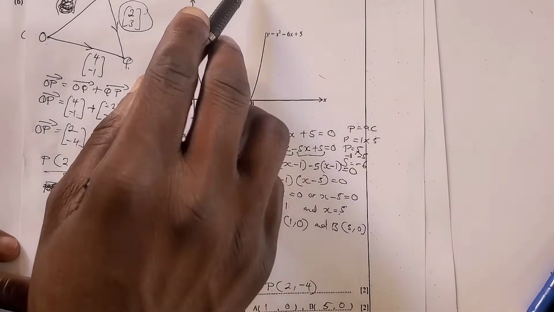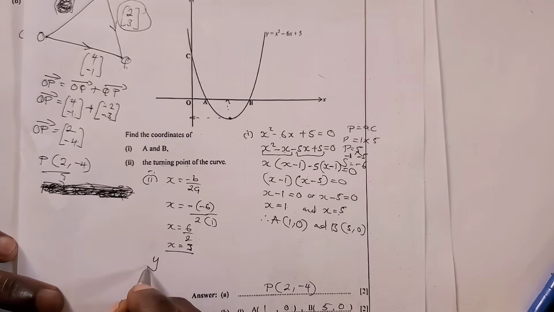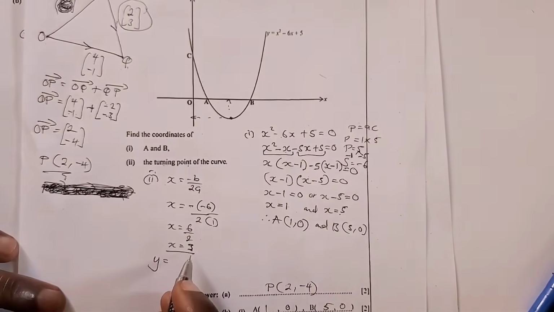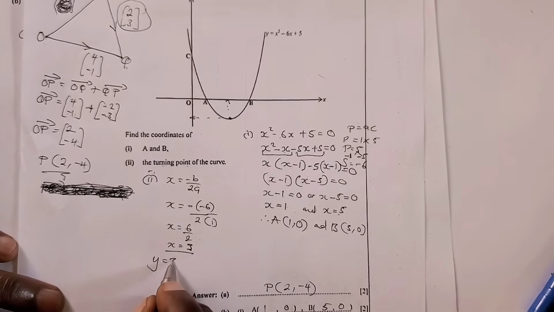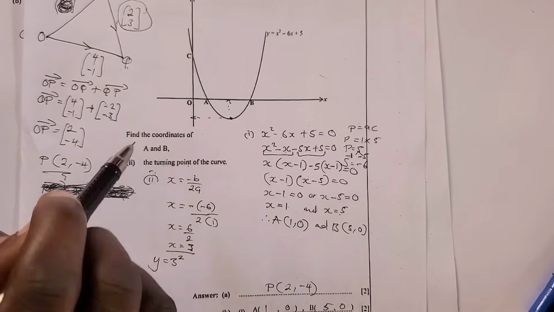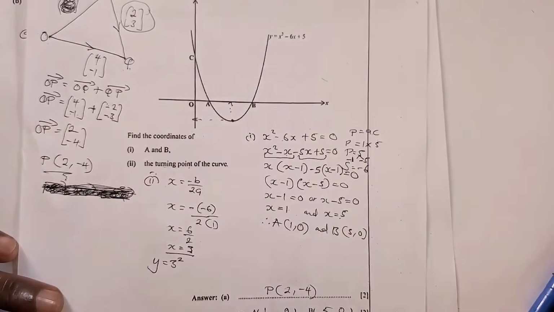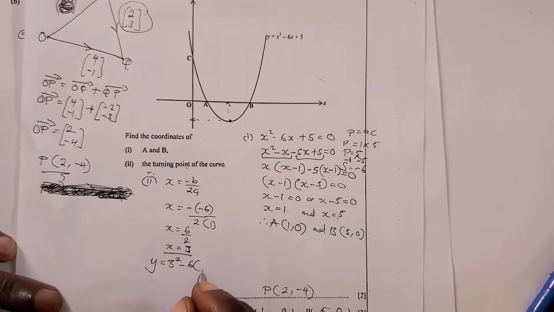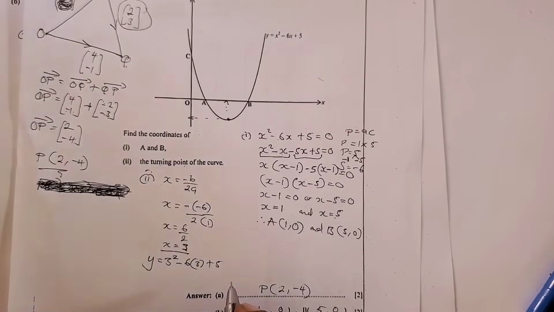So copy this the way it is. y is equal to x squared minus 6x plus 5. What's the value of x? We found 3. So we substitute into our equation here: x squared minus 6, open bracket, what is the value of x? 3, plus what? 5. Am I right?